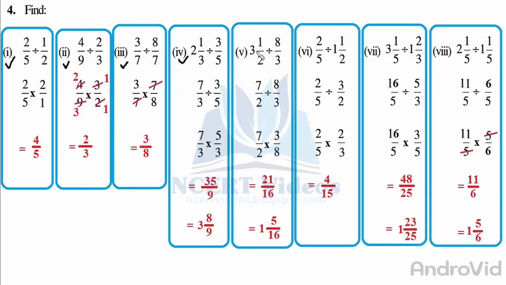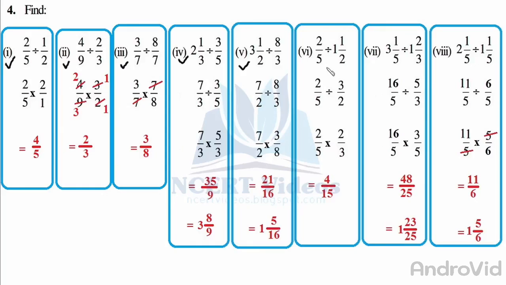Now 3 twos are 6 plus 1 is 7. 7 by 2 divided by 8 by 3. 7 by 2 as it is, and then multiply it with 3 over 8. When you flip it, it becomes 21 over 16. So 1 and 5 over 16.